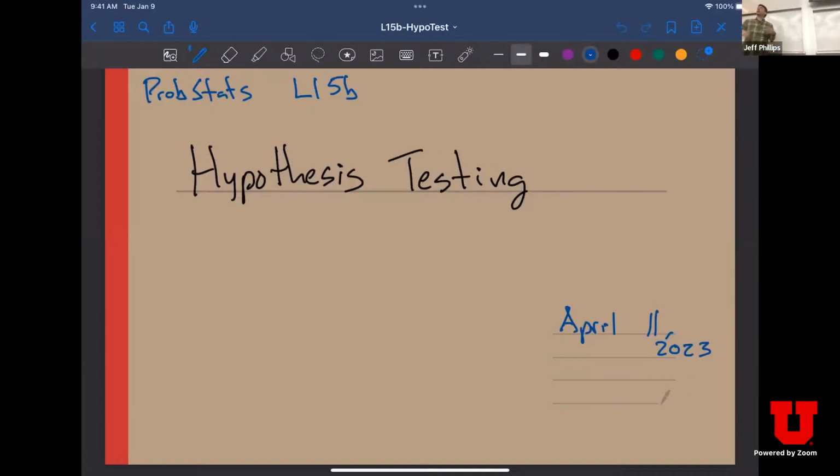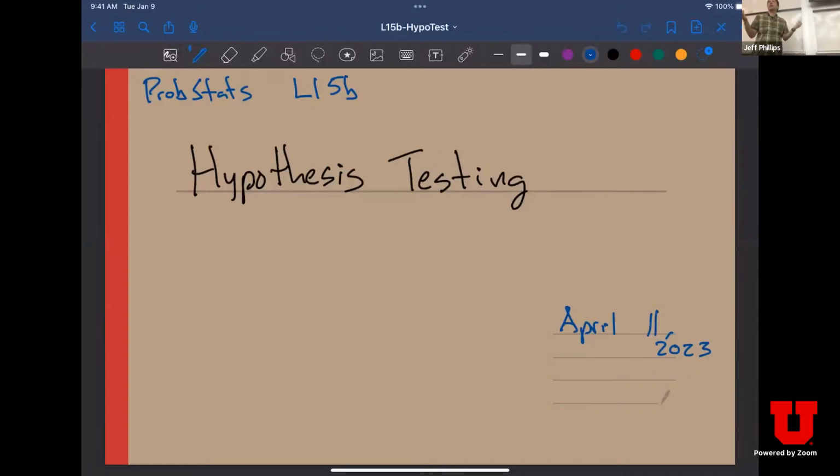Now we're going to talk about it more generally. This more general version will mostly rely on things like the central limit theorem, which means we'll be able to reduce the problem down to looking at the normal distribution or the t distribution. And that's what we'll look at today.